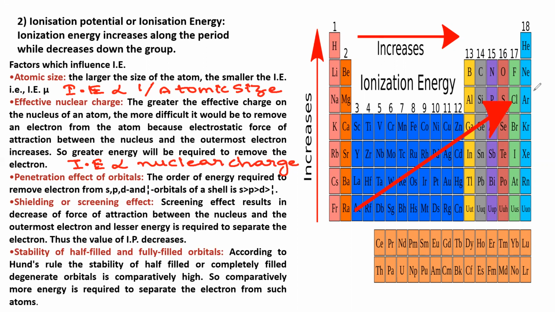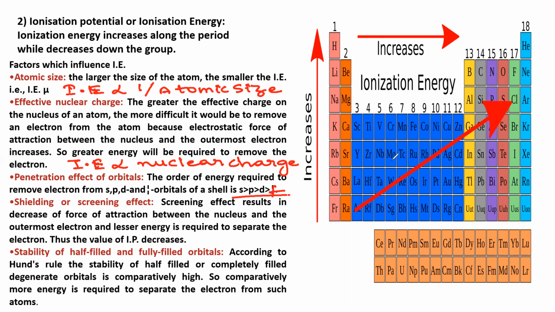Next, penetration effect of d orbitals. What is the penetration effect? The order of energy required to remove an electron from s, p, d, and f orbitals of a shell is given by the order s greater than p greater than d greater than f. So s, p, d, f.